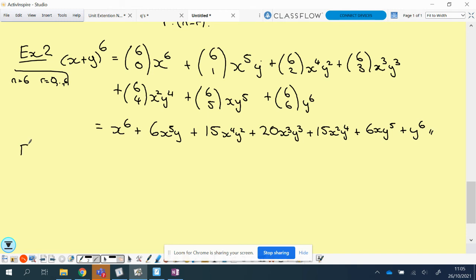Okay, so for example 3, let's go for 3a plus 2b to the power 4. So again, maybe worth writing the data here. So n is my power, so n is going to be 4 this time. R starts off at 0, but we need to take it all the way up to when r equals 4.